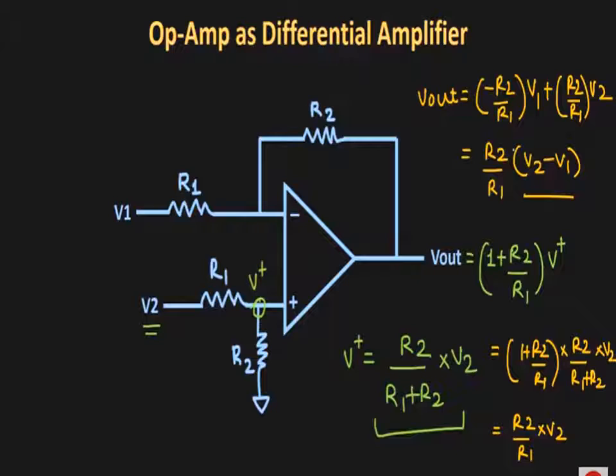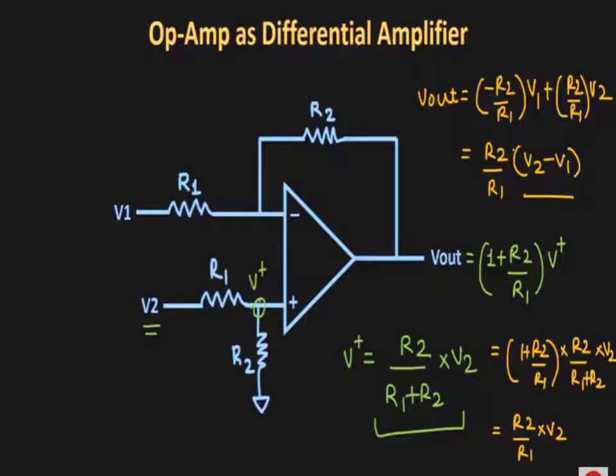How I am eliminating it: I am taking two resistors connected in parallel at the non-inverting terminal, and then I give the input to that. So V2 passes through R1 and R2 is grounded. Using the voltage divider rule, I will consider one junction here and name it V plus. According to the voltage divider rule, V plus is R2 divided by R1 plus R2 into V2.